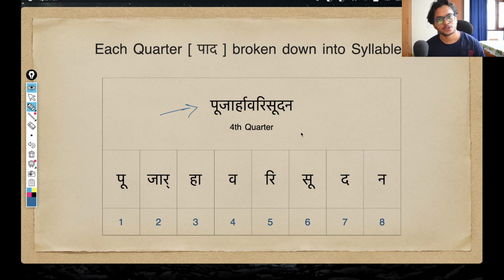So this is the fourth quarter. Breaking it down into its individual syllables, we have pu, the first. Then you have jar. You see this ra combined with the ha, so again a conjunct consonant. So jar, ha, va, ri, su, da, na. So pujarhavarisudana.